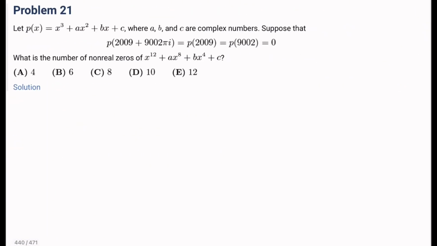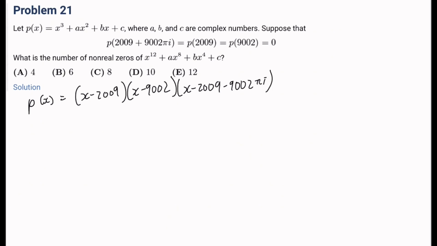Number 21. Let p(x) equal x cubed plus ax squared plus bx plus c, where a, b, and c are complex numbers. Suppose that this equals 0. What is the number of non-real zeros of x to the 12th power plus, yeah, this one, right? Okay, so since we know that 2009, 9002, and this are all roots of p, right? So that will mean p(x) is equal to (x minus 2009)(x minus 9002)(x minus (2009 minus 9002 pi i)). So we want this one, right?